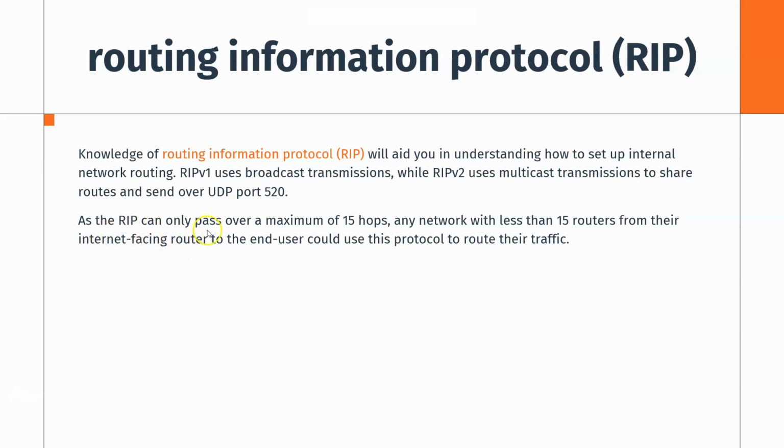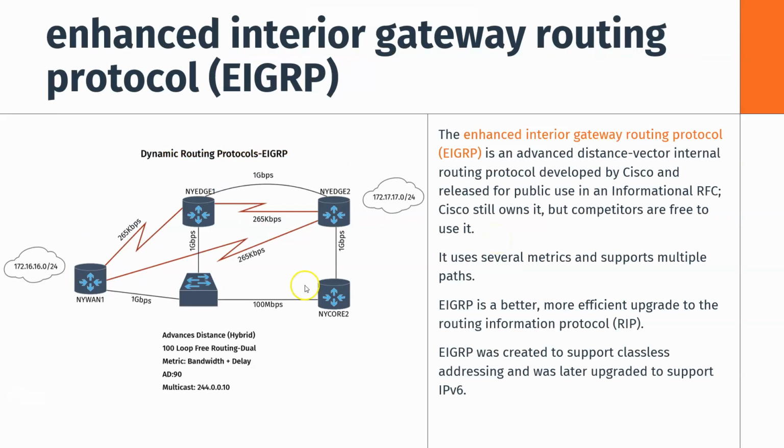RIP can only pass over a maximum of 15 hops. Greater than or equal to 16 becomes infinity. From their internet-facing router to the end user, you could use this protocol to route traffic. It can be used on small networks. 0 to 15, 16 hops is the maximum that is allowable.